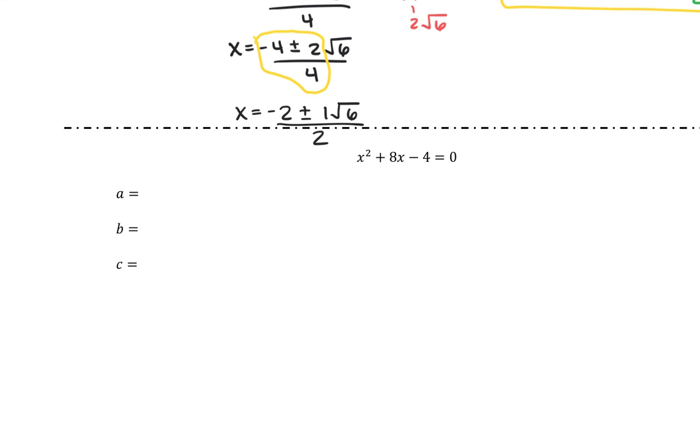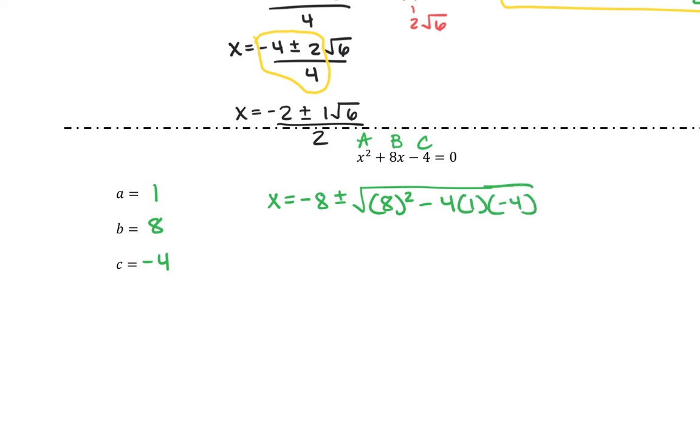All right, let's go ahead and do this last one together. So first thing we're going to do is label your A, your B, and your C. All right, so my A is 1, my B is 8, my C is -4. Okay, so then I get x equals -8 plus or minus square root 8 squared minus 4. My A is 1, my C is -4, all over 2a, so 2 times 1.